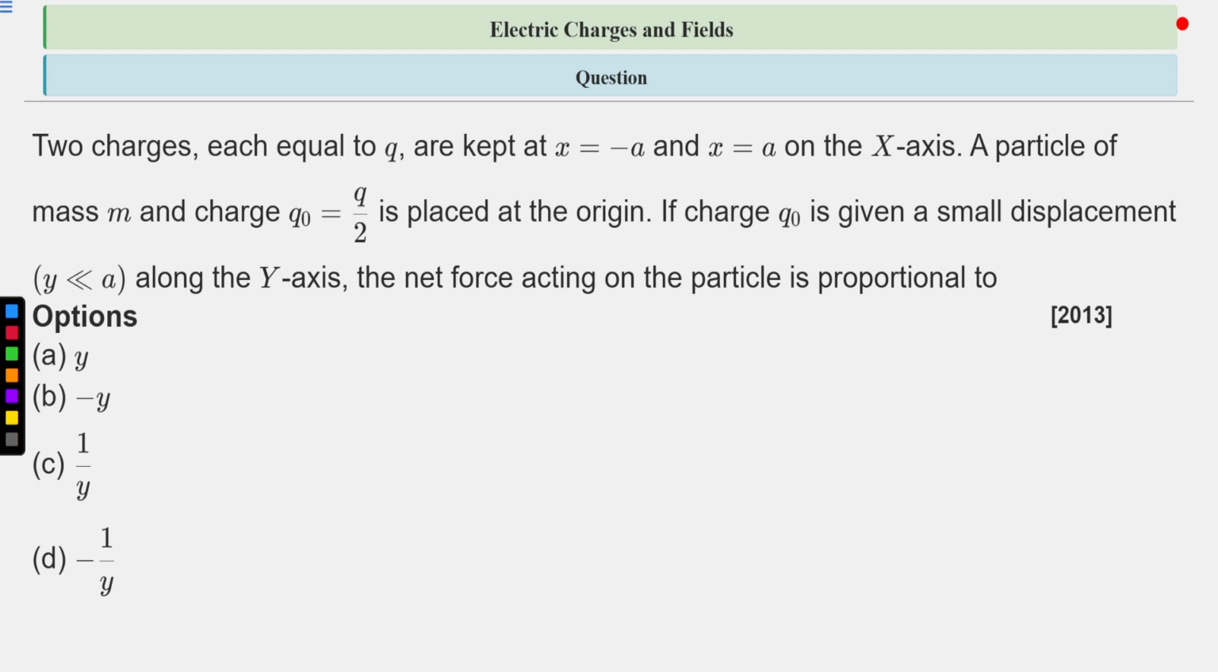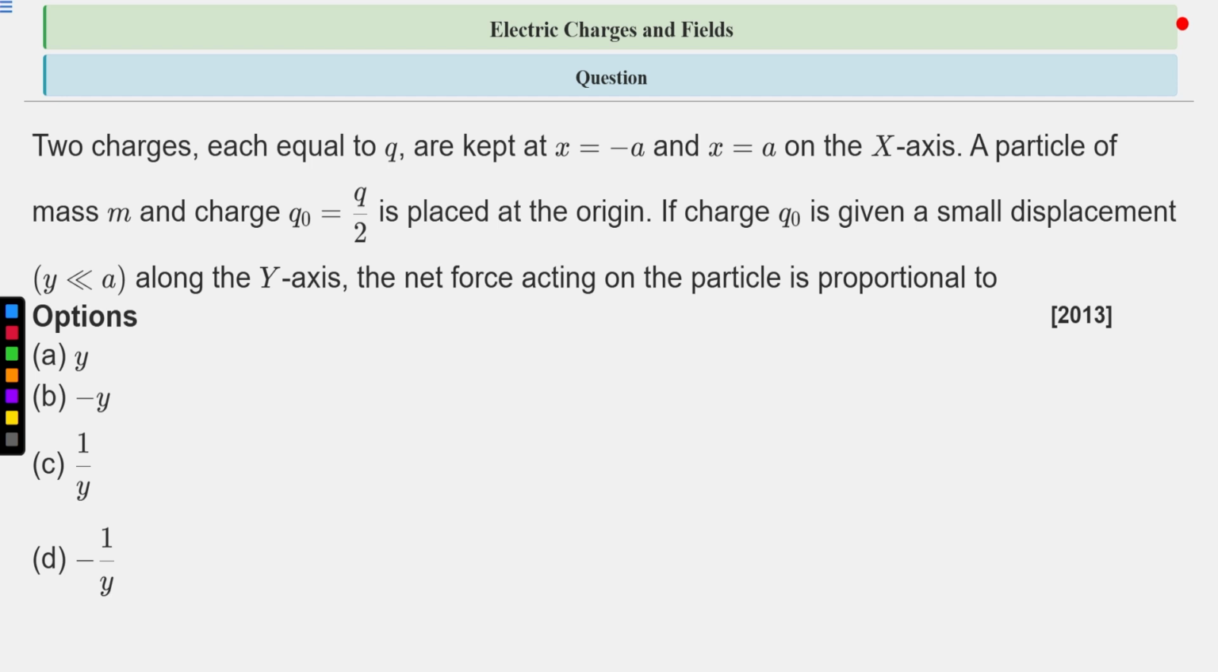Two charges, each equal to q, are kept at x equal to minus a and x equal to a on the x-axis. A particle of mass m and charge q naught equal to q by 2 is placed at the origin. If charge q naught is given a small displacement along the y-axis, much less than the distance between them, the net force acting on the particle is proportional to.